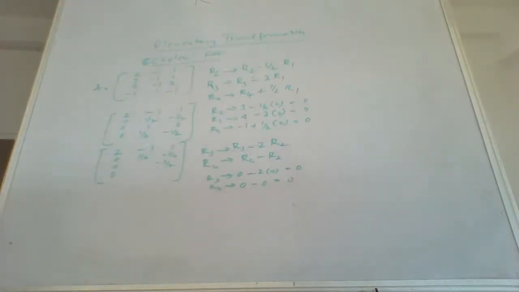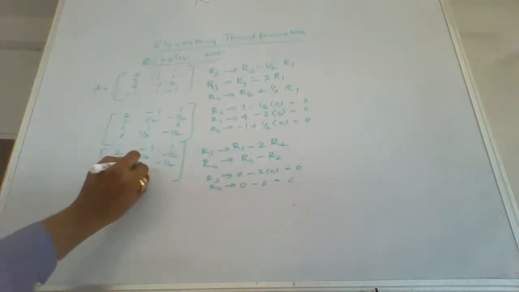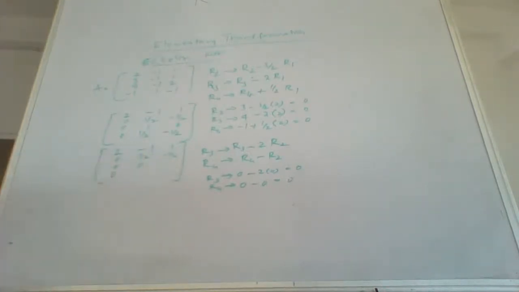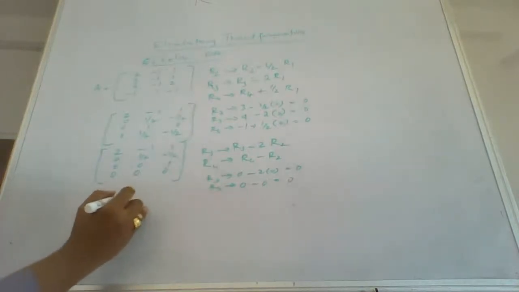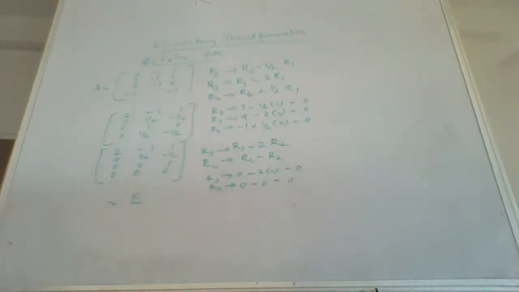I get 0 here, and this will be 1. And the last thing, which is 0. Here, 0. So I got this result. So this is the echelon form, which is represented by me. I hope you understood this.